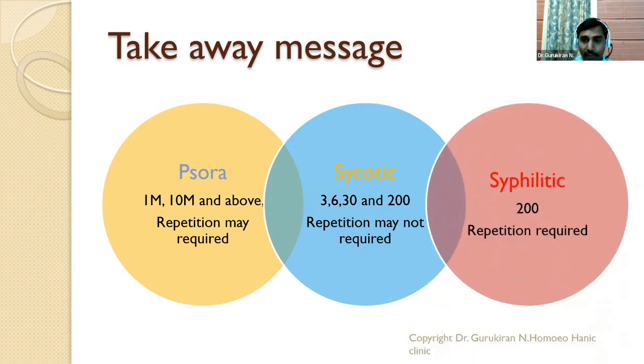What can we do in syphilitic cases? 200 potency is the apt potency in syphilitic cases. Repetition may be required according to the progress of the disease, according to the seat of the disease. That's why I have mentioned the considerations for the dose: the seat of the disease is one thing and the progress of the disease is another thing.